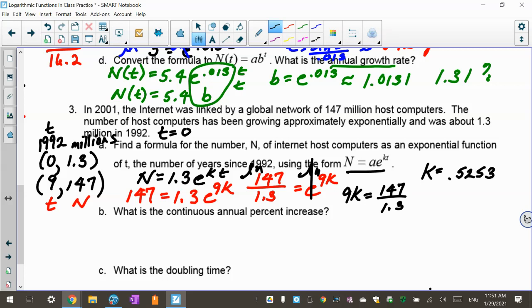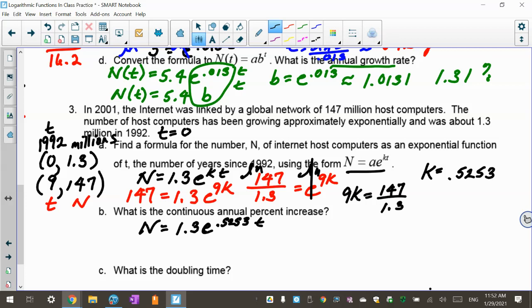K comes out to be 0.5253, and it's positive, which I was hoping it would be because it's growing. So my formula is n equals 1.3 e to the 0.5253 t. There's my formula.